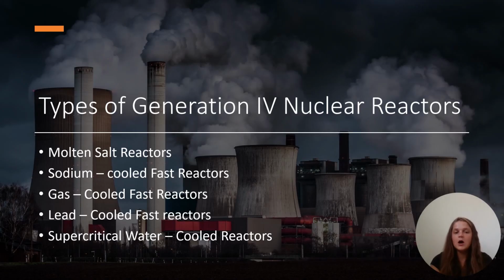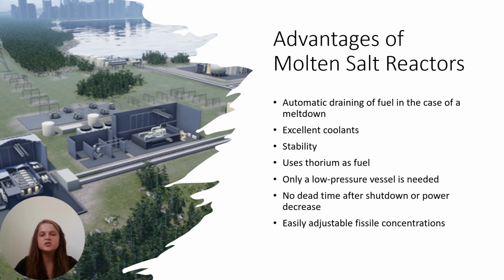Today, I'm going to be talking about the five main types of Generation 4 nuclear reactors: the molten salt reactor, the sodium-cooled fast reactor, the gas-cooled fast reactor, the lead-cooled fast reactor, and the supercritical water-cooled reactor. And I'm going to tell all about the advantages and disadvantages of each one of those reactors. So we're going to start with the advantages of the molten salt reactor. There are many advantages to the molten salt reactors, and we're going to start with fuel.